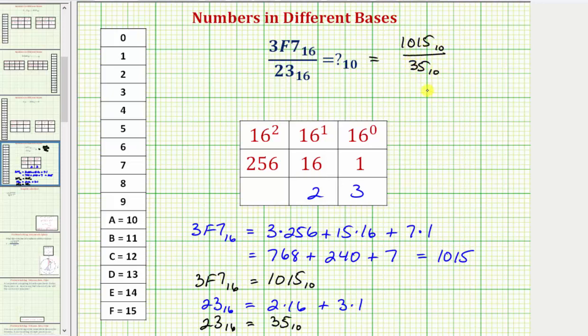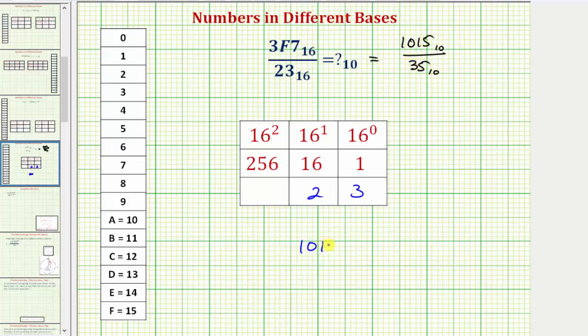So now we'll find the quotient in base 10. 1015 divided by 35. There are two 35's in 101. 2 times 35 is 70. This difference is 31. Bring down the 5. And there are 9 35's in 315. 9 times 35 is exactly 315.